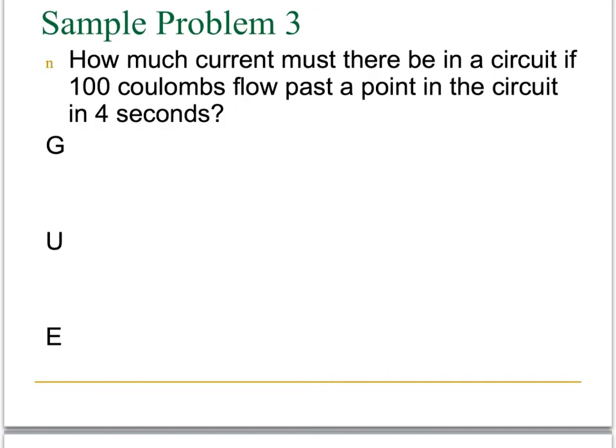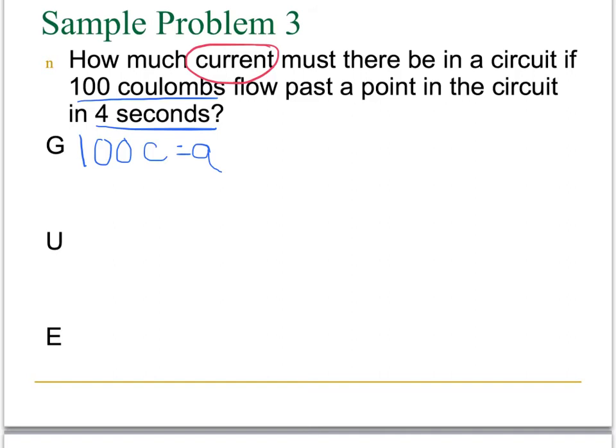On to sample problem number 3. This question says, how much current must be in a circuit if 100 coulombs flow past a point in the circuit in 4 seconds? Our given information for this problem says 100 coulombs. We know coulombs is how we measure charge, so that's equal to Q. It doesn't say anything about an SI prefix, so there's nothing we need to convert.